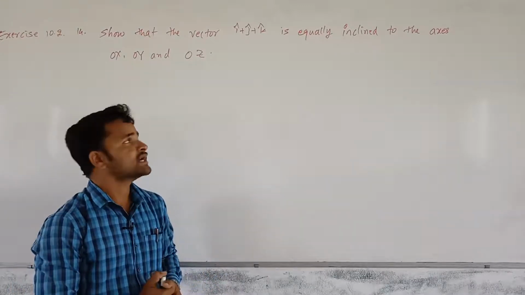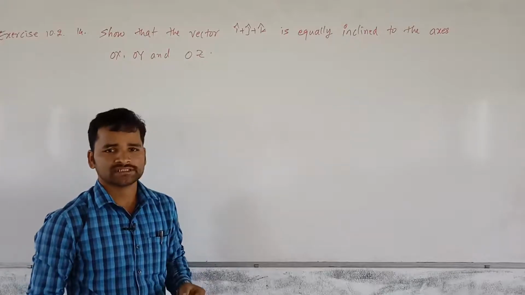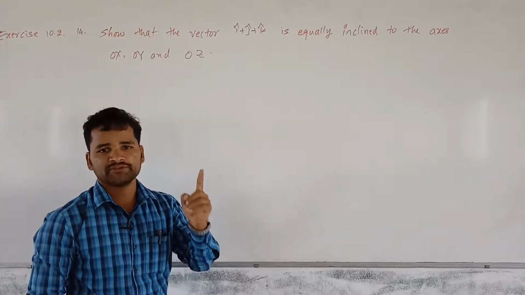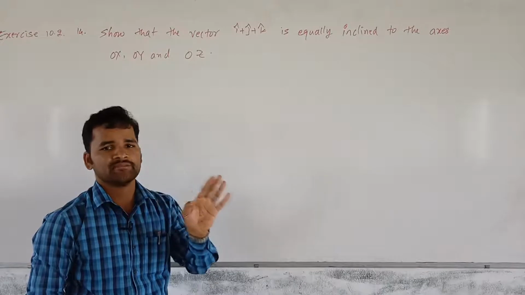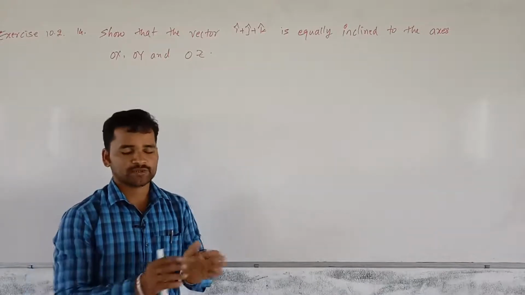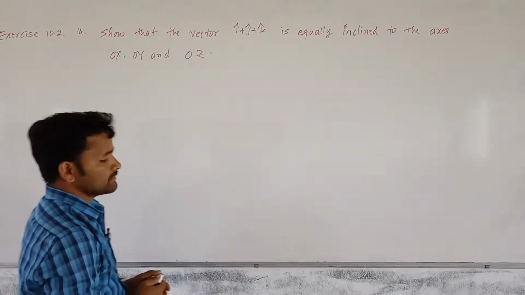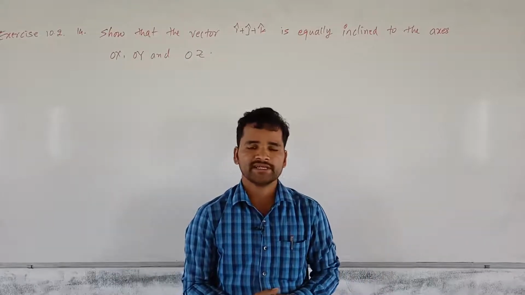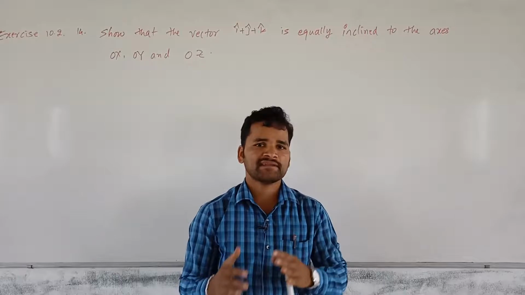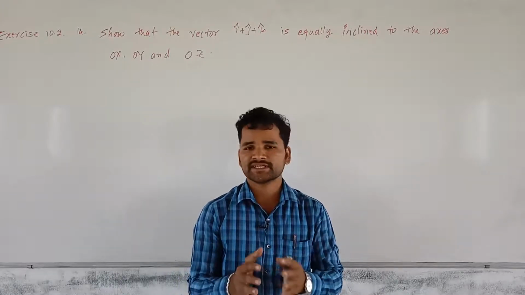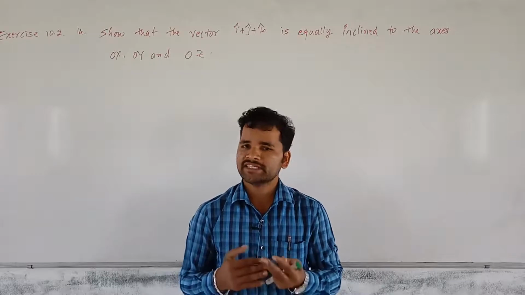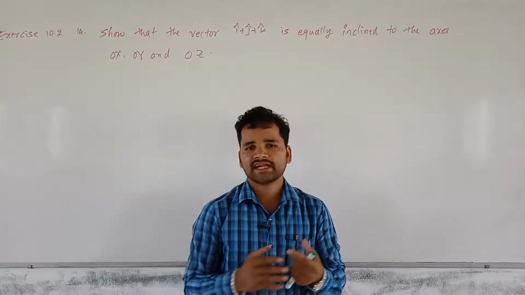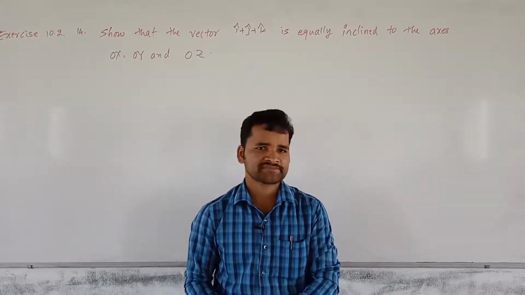Equally inclined means I have to show that the angle made by the vector with the x axis is the same as the angle made by the vector with the y axis, and that is also the same as the angle made by the vector with the z axis. So, the angle made by the vector with the axes, what is that? I hope you know the concept of direction cosines. Direction cosines: the cos of the angle made by the vector is the direction cosine. What is that? Cos alpha, cos beta and cos gamma. Alpha is the angle made by the vector with the x axis, beta is the angle made by the vector with the y axis, and gamma is the angle made by the vector with the z axis.